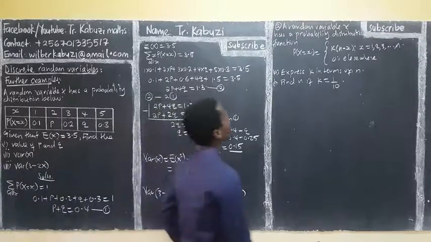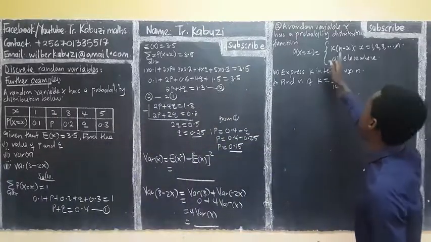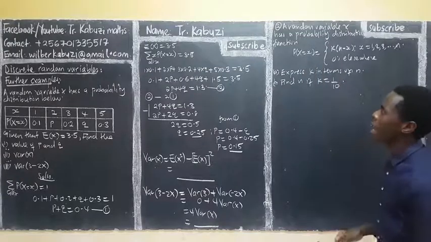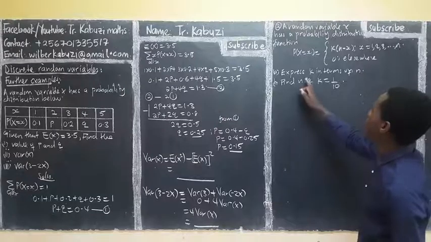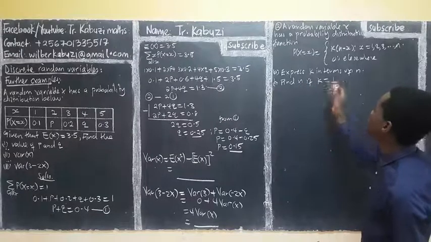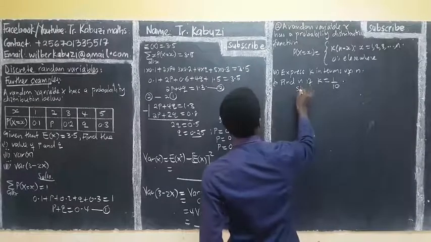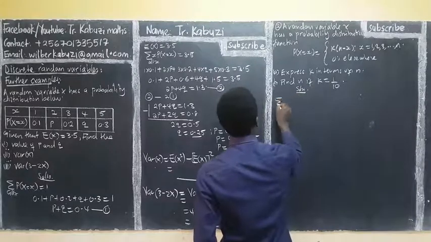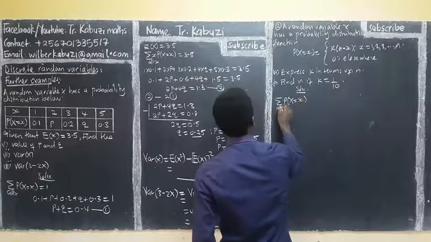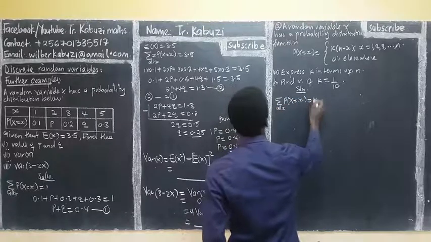Now when it comes to this, a random variable has a probability distribution function, this equal to this. Then they are asking us to express k in terms of n. So in terms of n, these are individual probabilities. What we all know is that when I sum these probabilities of individual x for all x, I should get 1.